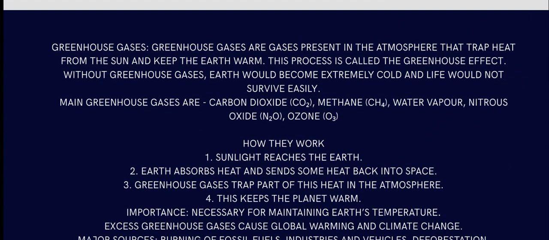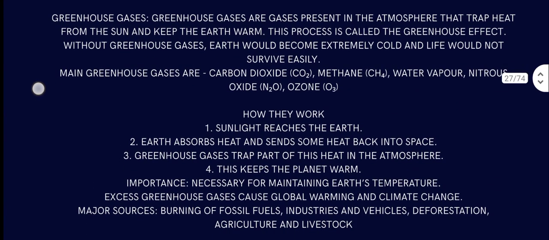So let's understand a bit more about greenhouse gases. Greenhouse gases are gases present in the atmosphere that trap heat from the sun and keep the earth warm. This process is called the greenhouse effect. Without greenhouse gases, earth would become extremely cold and life would not easily survive. Main greenhouse gases are carbon dioxide, methane, water vapor, nitrous oxide, and ozone. So imagine if nitrogen were a greenhouse gas, then the earth would burn like a sun.